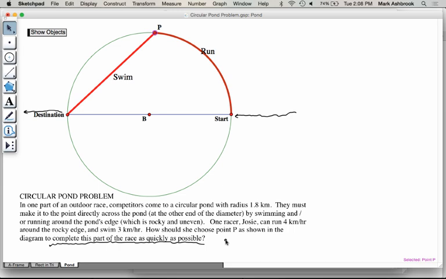Okay, and what did we say last time? All these optimization problems are all about one particular thing. Let's see if we remember.